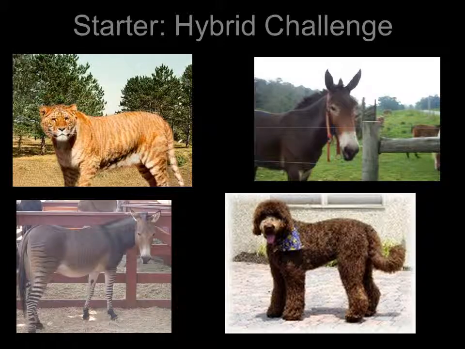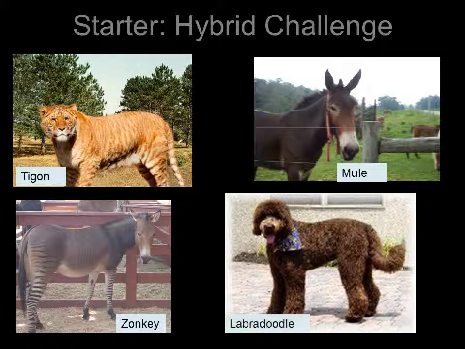So by way of a starter, we've got 4 hybrids for you here. Now your task is to try and work out their parentage. Let's start off with the names. So here we've got a tigon, and you can probably work out that's the offspring of a tiger and a lion. Next we have a mule. That's a male donkey and a female horse. Here we've got a zonkey, zebra and donkey. And finally, and my favourite, there's the labradoodle.